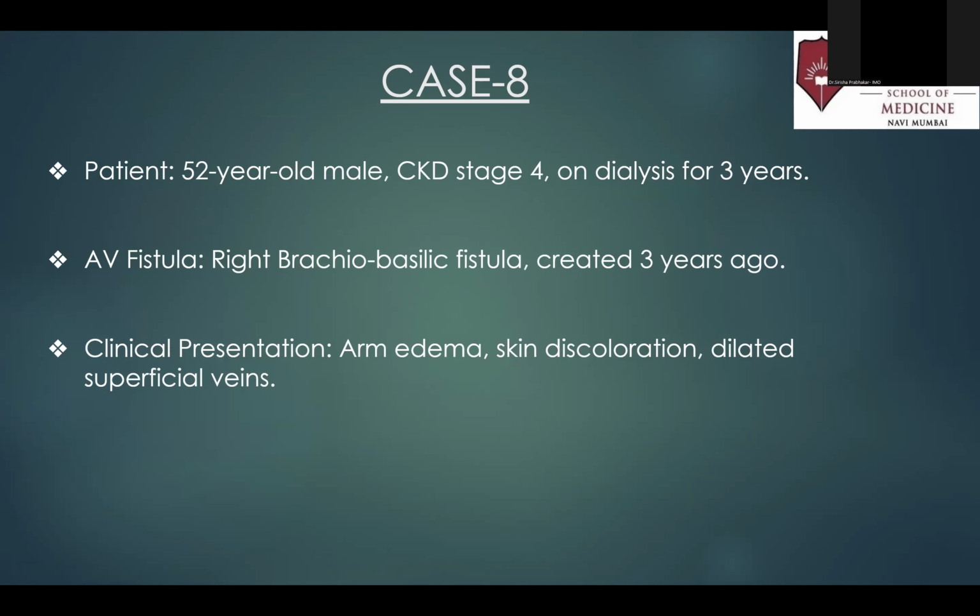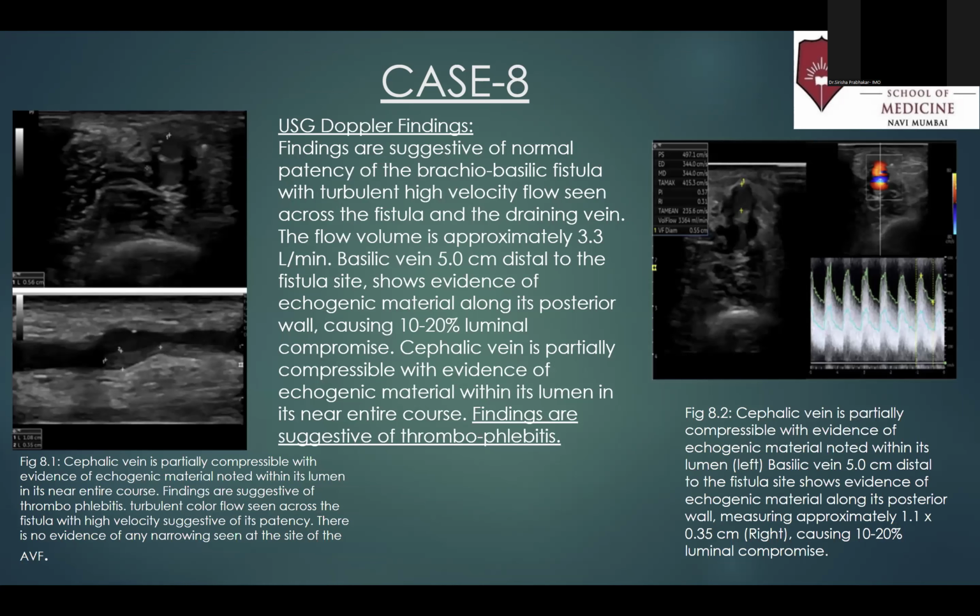The final case was a 52-year-old male, CKD stage 4 on dialysis for 3 years, came with right brachiobasilic fistula, created 3 years ago. His clinical presentation was arm edema, skin discoloration, and dilated superficial veins. So when we did a Doppler, we found that there is normal patency of the brachiobasilic fistula with turbulent high velocity flow across the fistula and the draining vein. The flow volume was 3.3 liters per minute.